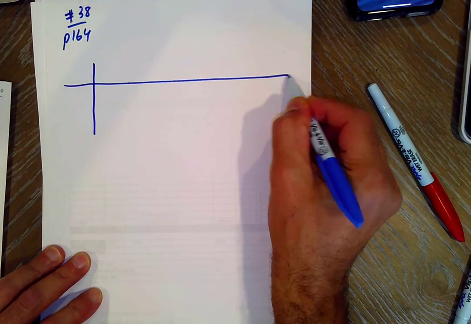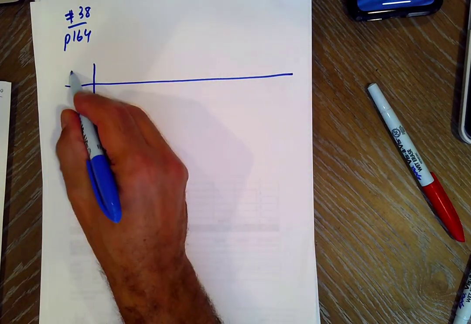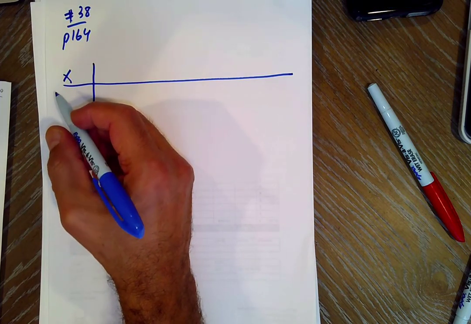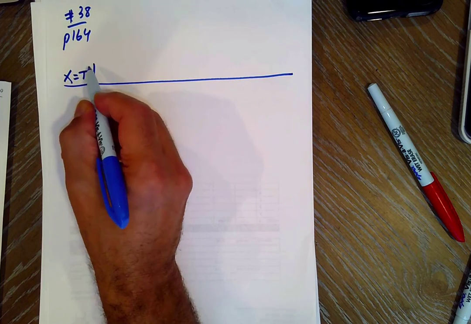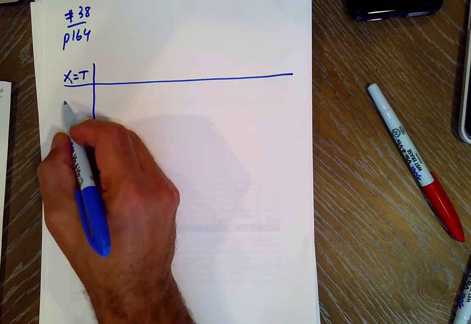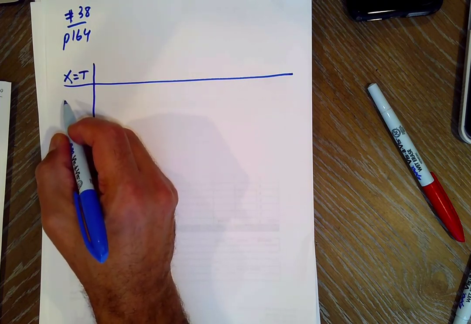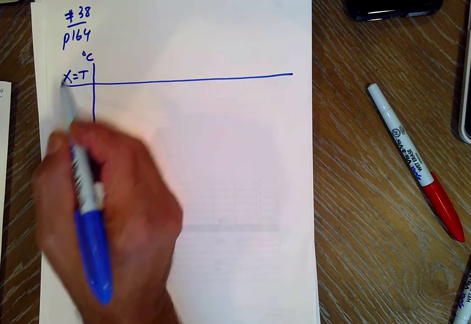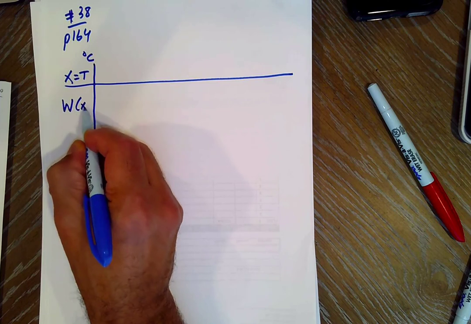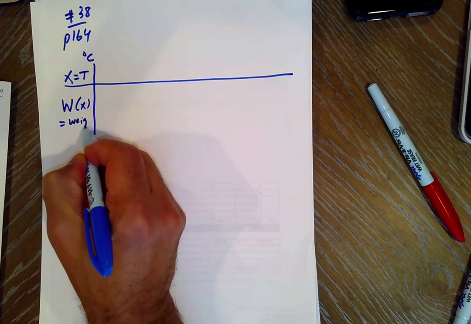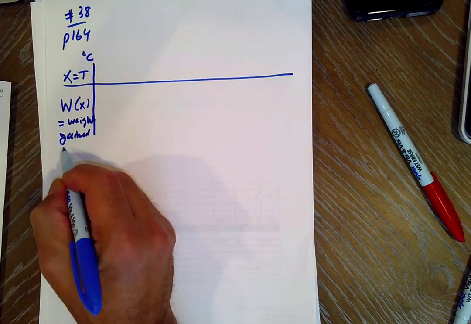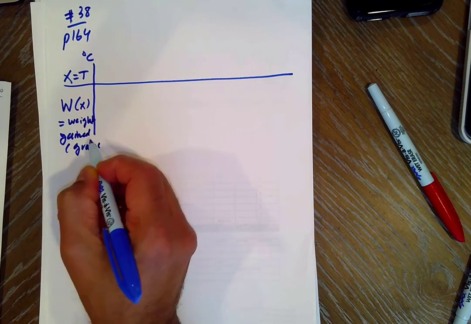So basically, this is what we have. We have x, and that's your temperature. That's T in degrees Celsius. And we have the weight gained in grams. So this is degrees Celsius. And the weight, so we're going to do W of x, which is weight gained in grams.